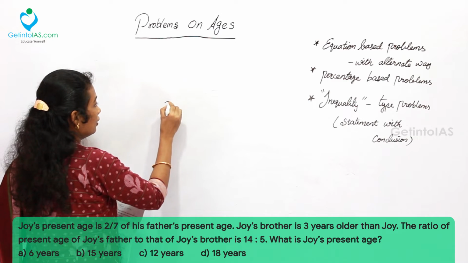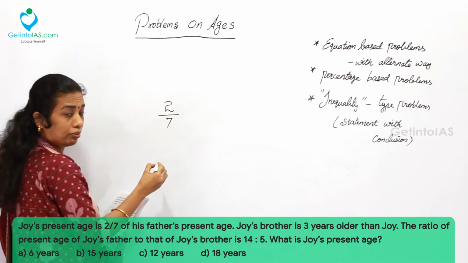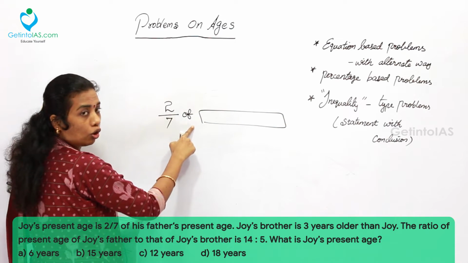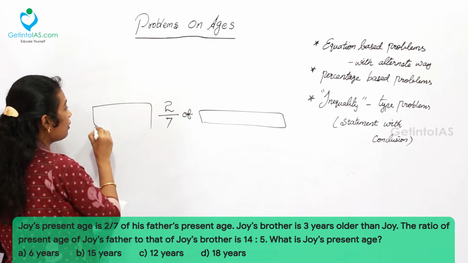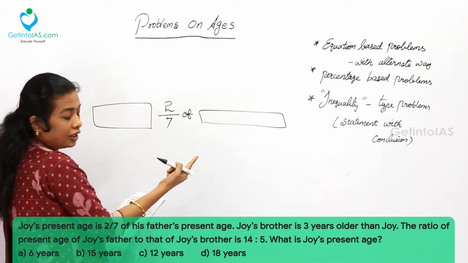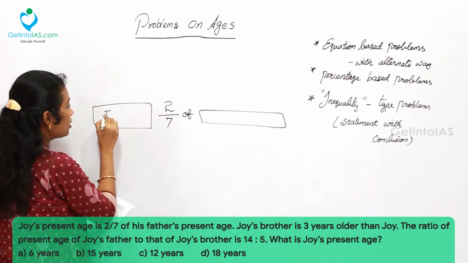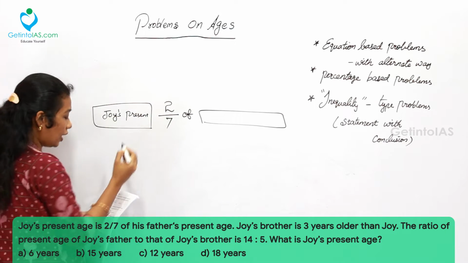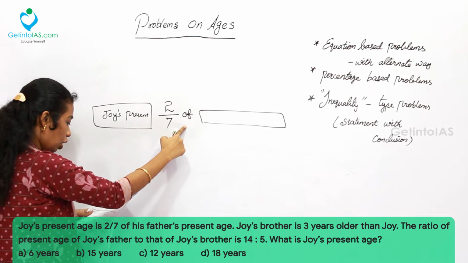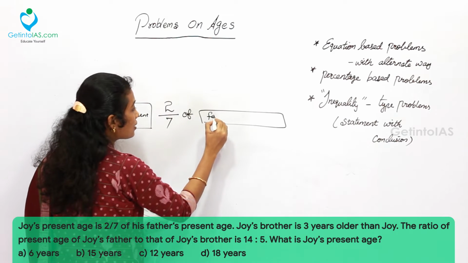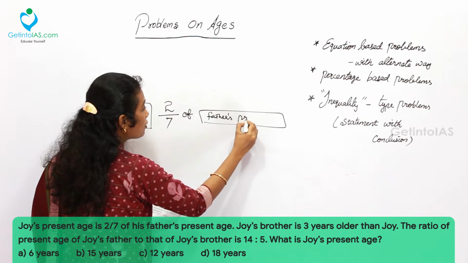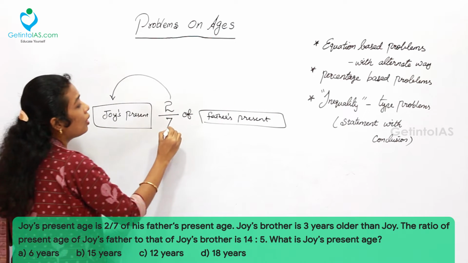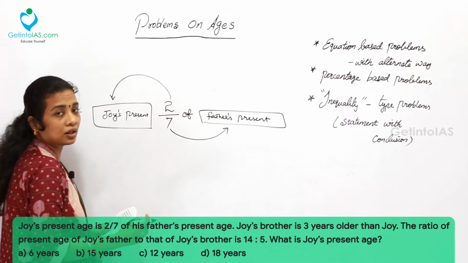Here this question is in a fraction format. We have already discussed this many times. This 2/7 of pattern will be here. The preceding value and the succeeding value have to be considered. What is the preceding one? Joy's present age is 2/7 of father's present age. Always the numerator part belongs to the preceding one and the denominator to the succeeding one.